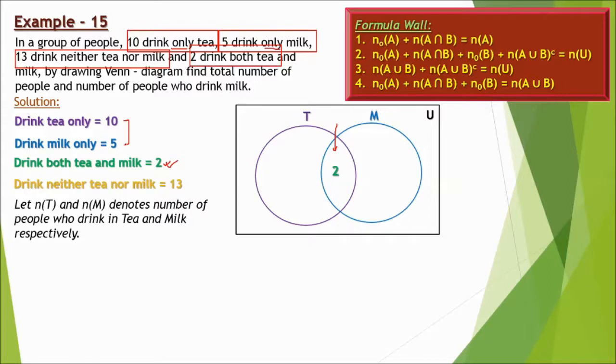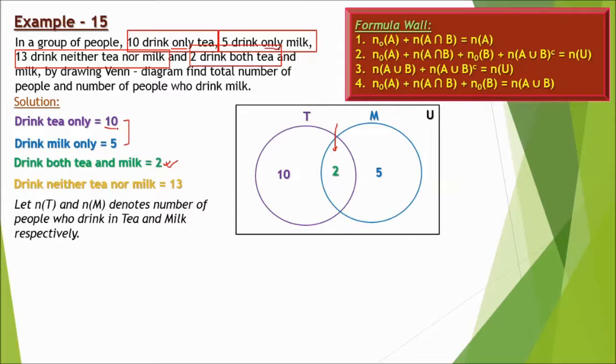And here, what do we have to do? We have to fill the only part, and it's already given as only, so we don't have to subtract. Remember, we don't subtract for only. See, 10, it's already given only. Next is 5. It's already given milk only as 5. If there is only in the question, you don't have to subtract.